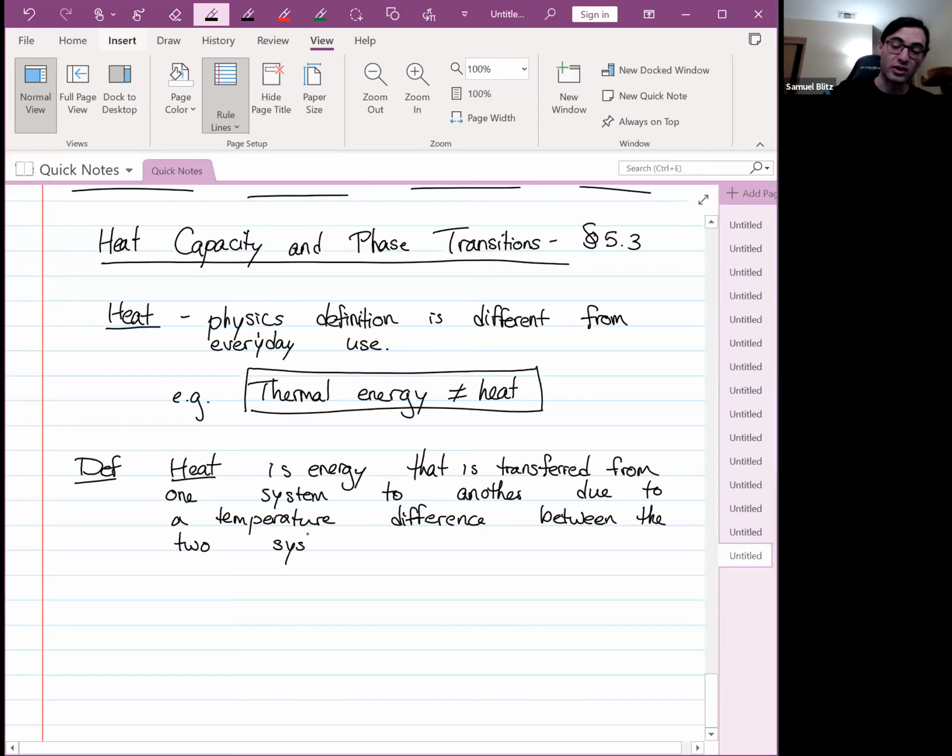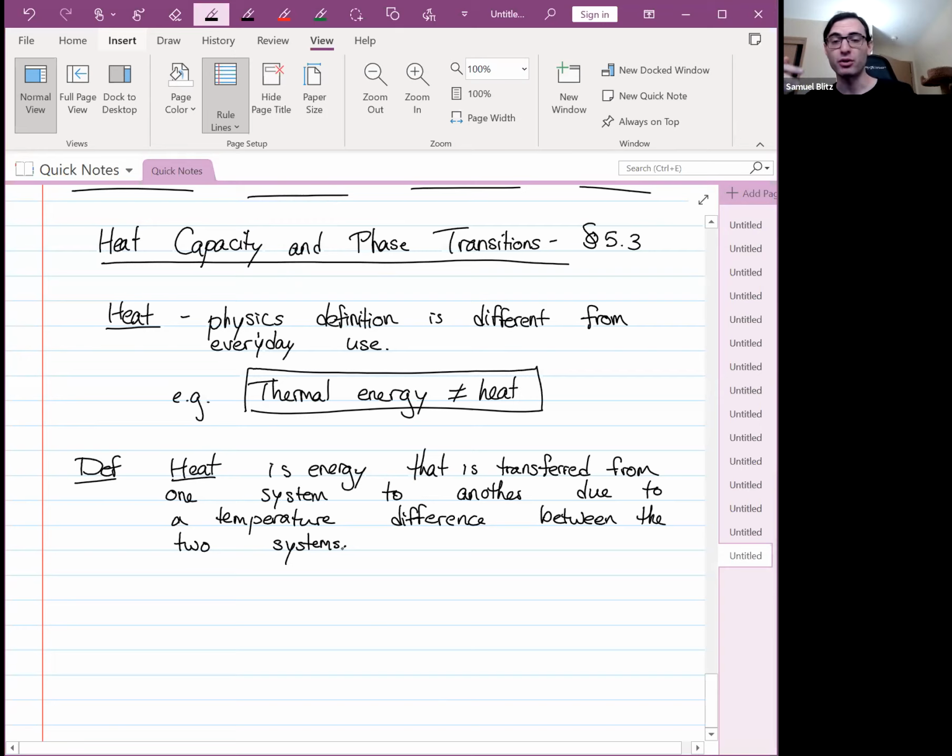So this is what heat is in the physics sense. It is an energy transfer, which is to say, you can talk about heat. You can use the word heat as long as you're saying how much heat is entering that system, because that implies that there's a transfer happening. But what you can't say is that this thing has a certain amount of heat.